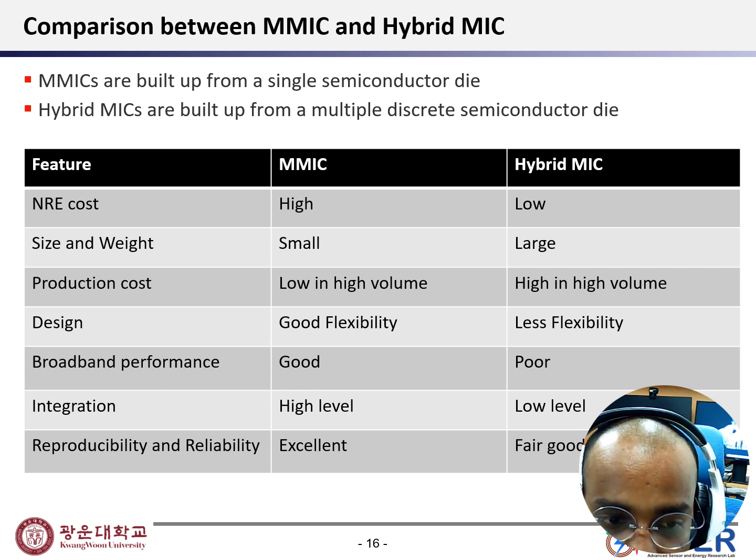Also, we can see that in size and weight, MMIC is very small, whereas hybrid MIC is large in size. Talking about broadband performance, MMIC is very good, whereas hybrid MIC has poor broadband performance. Talking about the design, MMIC provides very good flexibility for design and manufacturing, whereas hybrid MIC has less flexibility for design.